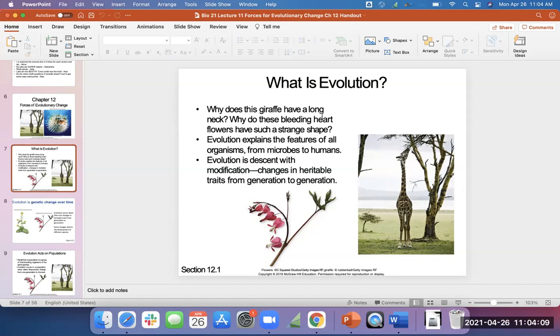The definition of evolution is descent with modification. So the genes get passed on, but with modification, and it happens over generations and generations, and it works on populations. It doesn't work on individuals. So that's evolution.